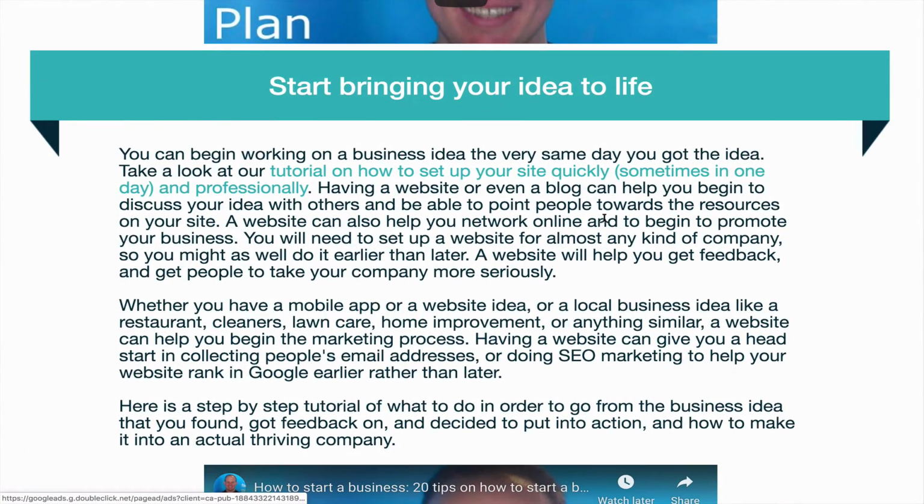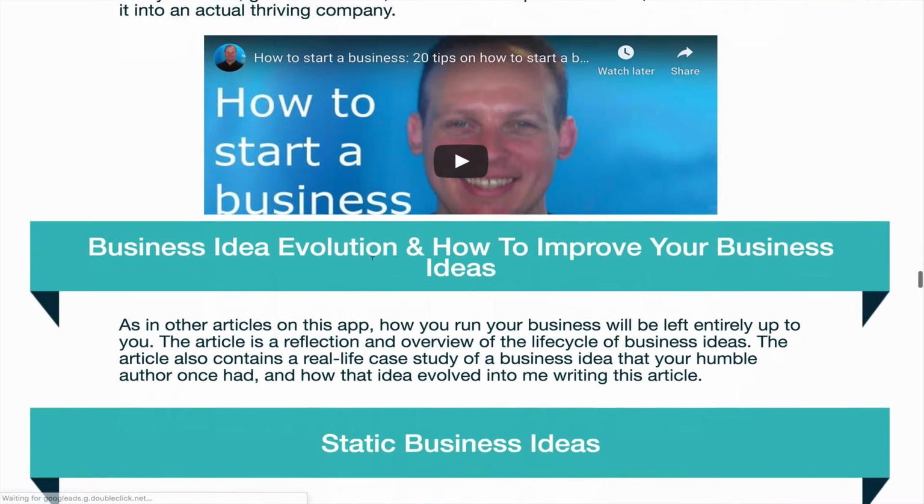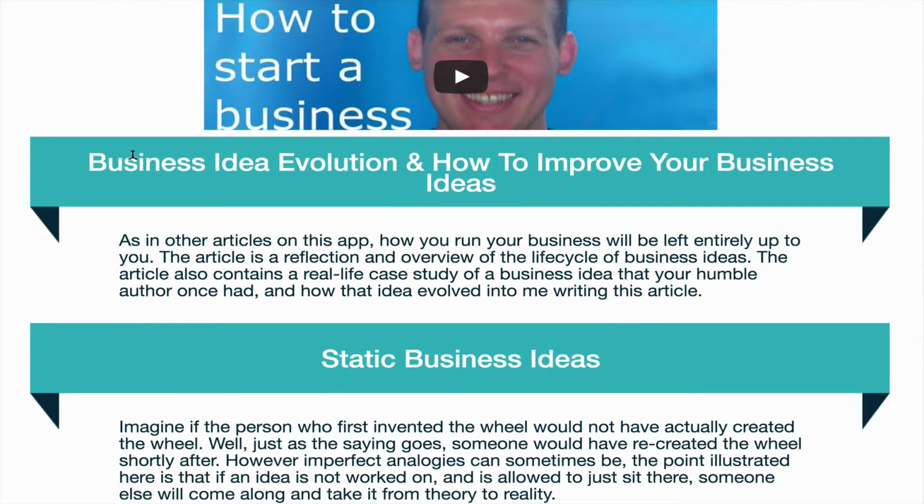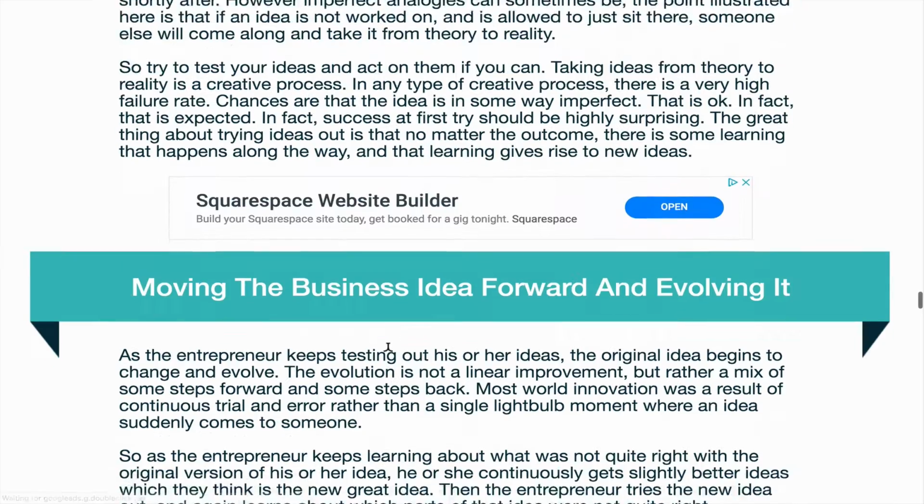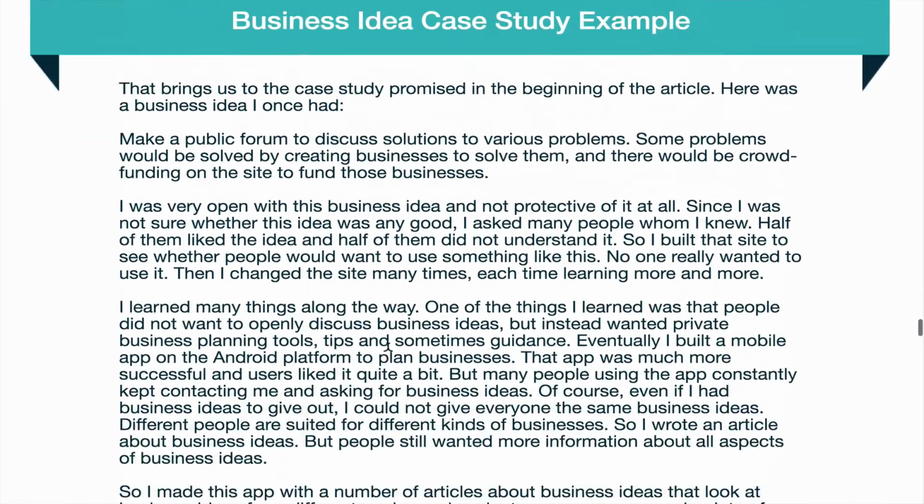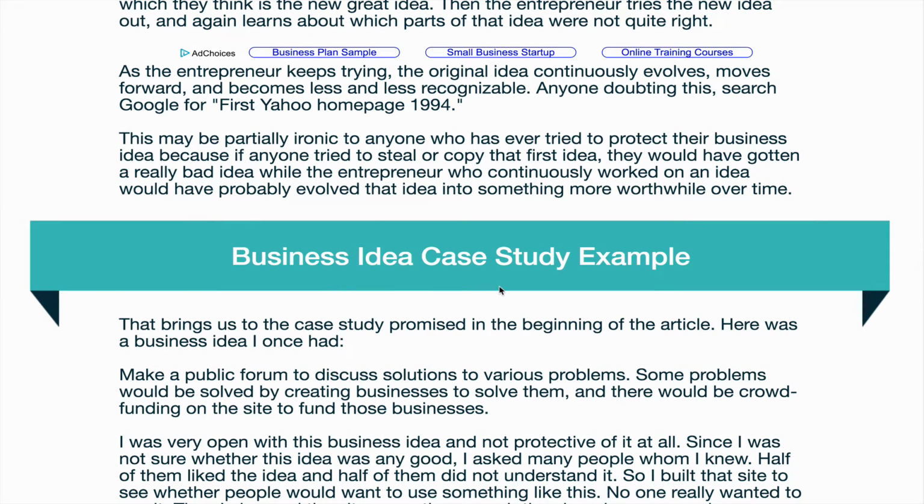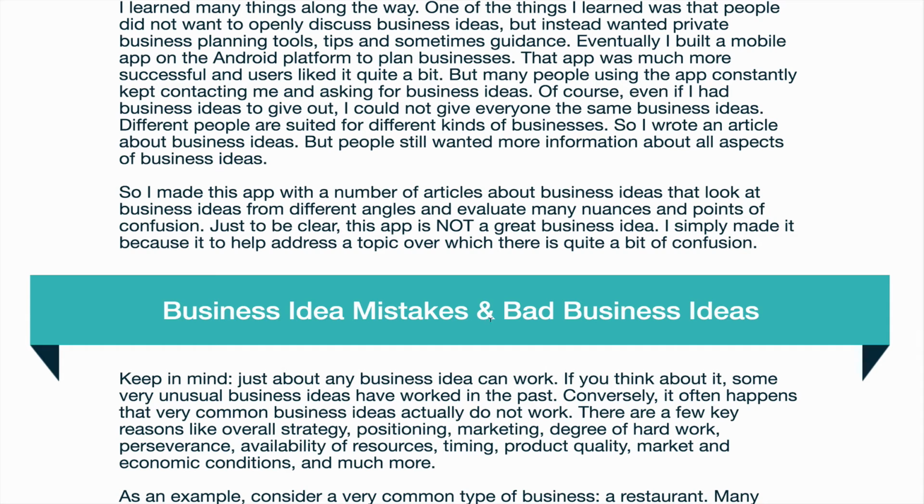And this can go even way long tail, because look at what I'm doing here. Business idea for a restaurant, cleaners, lawn care, home improvement, website. You see, there are a lot of long tail variations here, and it just goes on and on. Business idea evolution, improve your ideas, and it almost never ends, right? I keep scrolling. Case study, that's all secondary keywords, long tail keywords. So if you're competing in a super competitive niche, this is what you want to do. And it's still not a guarantee that you're going to rank, but at least you make your page competitive for ranking. And I can keep going. Business idea mistakes, bad business ideas, you get it.